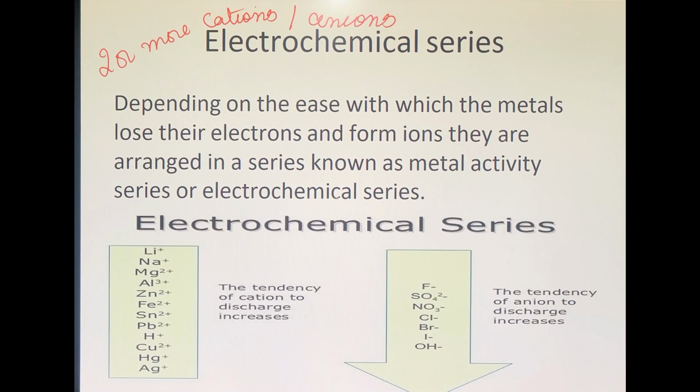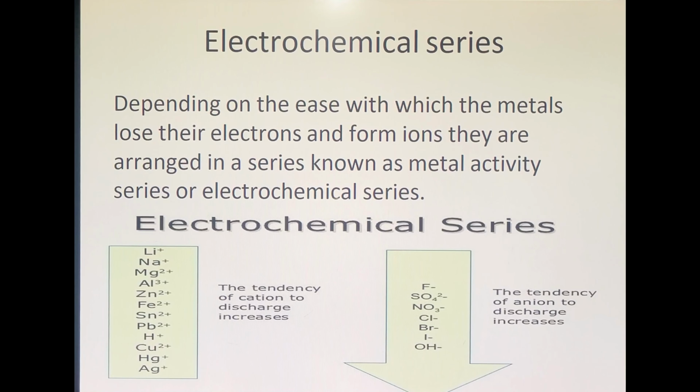So in some cases, when you do the electrolysis of some chemical compounds, there is a possibility that you might get 2 or more cations in the same compound, and you may get 2 or more anions in it. So then who will decide which one will get discharged first? Which one will become neutral first? This will be decided on a series which is called the electrochemical series.